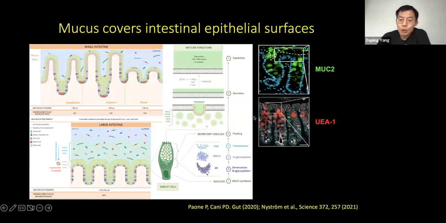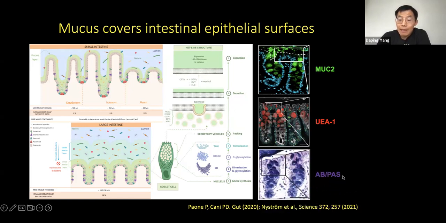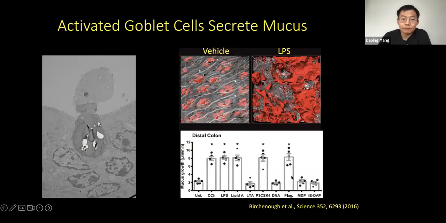Mucus or goblet cells can also be detected by UEA1 staining, which detects glycosylated mucus. In addition, Alcian blue and PAS staining is also commonly used to detect mucus or the goblet cells in the gut, as you can see from here. In response to various triggers such as PAMP molecules derived from bacteria like LPS, goblet cells can be activated to release mucus, as you can see from the red mucus here. And here's an EM image of goblet cells secreting mucus. However, whether sensory neurons can also talk to goblet cells is still unknown.